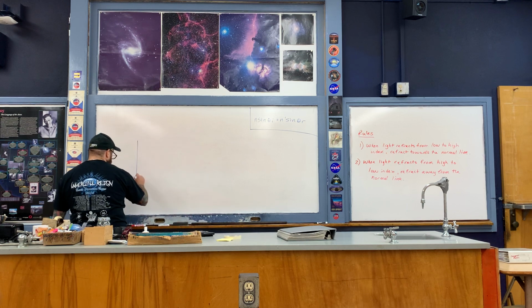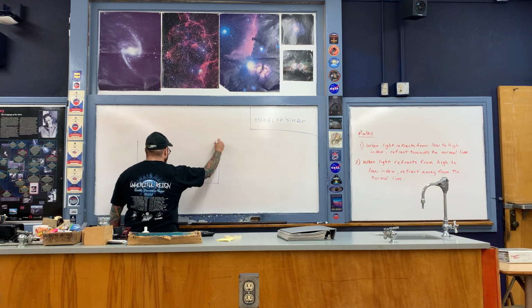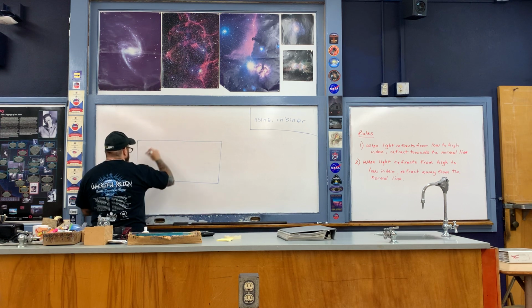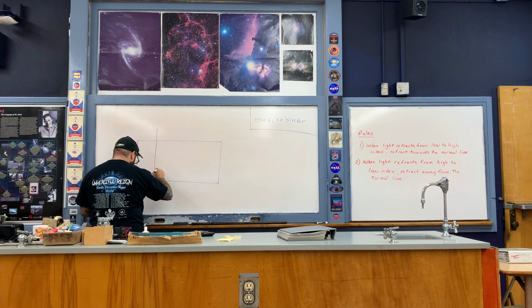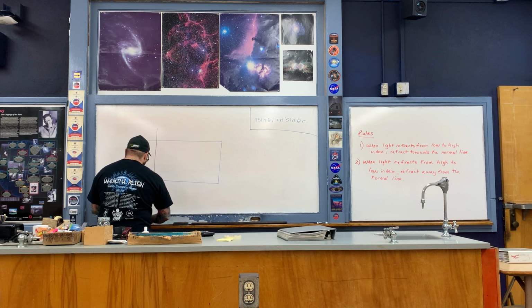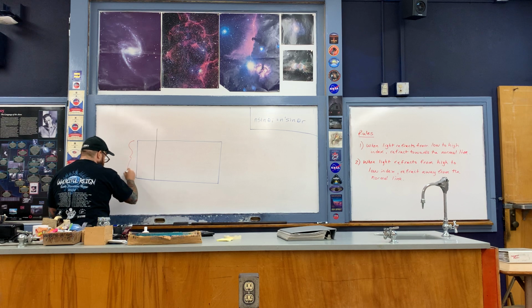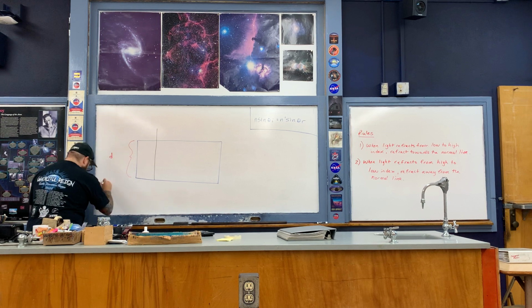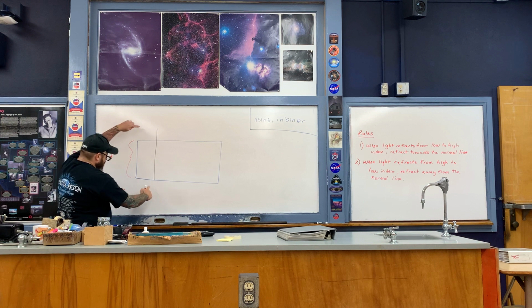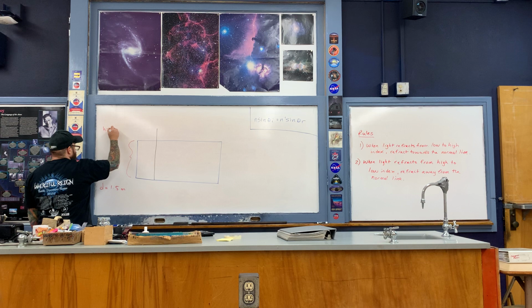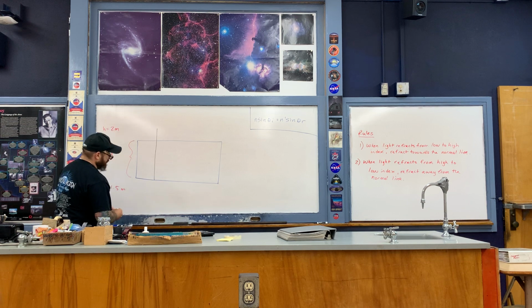Let me go ahead and draw the pool of water, like so. And then right here is the vertical pole, like so. And then we're given some distances here. First of all, the depth of the pool, I'm going to call that D. That's given to us as 1.5 meters. And then right here is the height of the pole. Let's just refer to that as H. That's given to us as 2 meters.